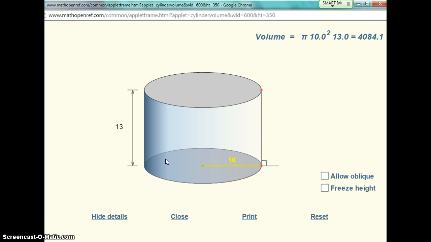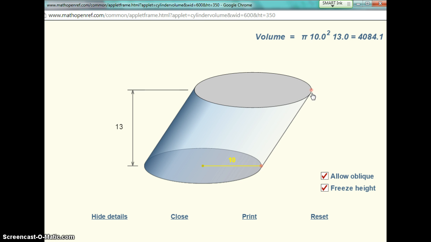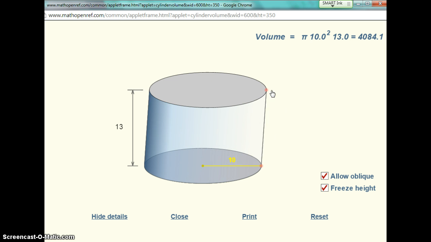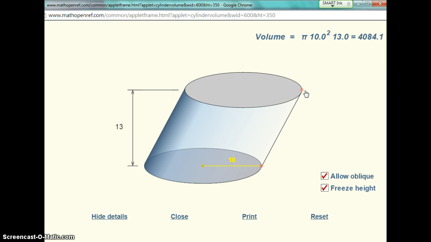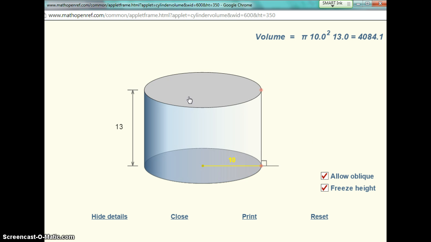Now what's really cool about what Cavalieri's principle says is that no matter, let's imagine this is a stack of CDs. If I take my stack of CDs and this time stretch it to the side, kind of like a slinky or a stack of CDs if you slide it, notice that the volume did not change. So I'll move it back. Here it is, straight up, a right cylinder, and you'll see that the volume is 4,084.1 units cubed. However, if I take that same cylinder and slide it, it's still the same volume no matter where I go.